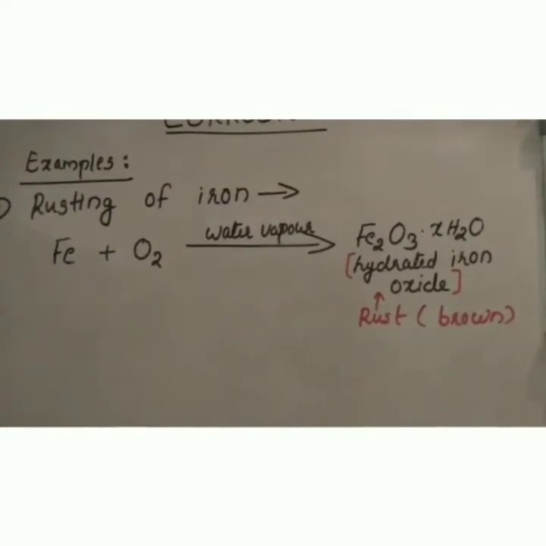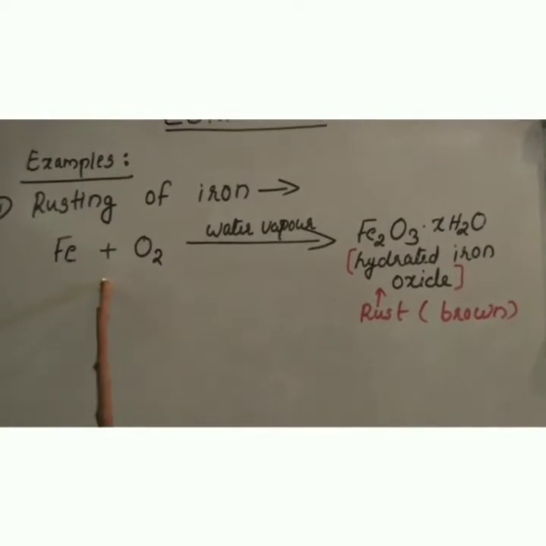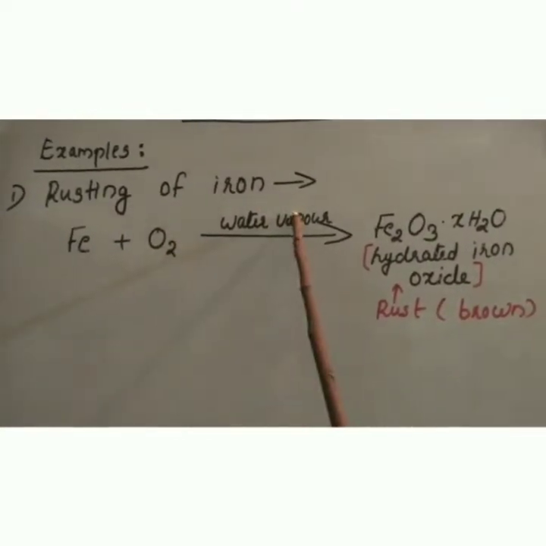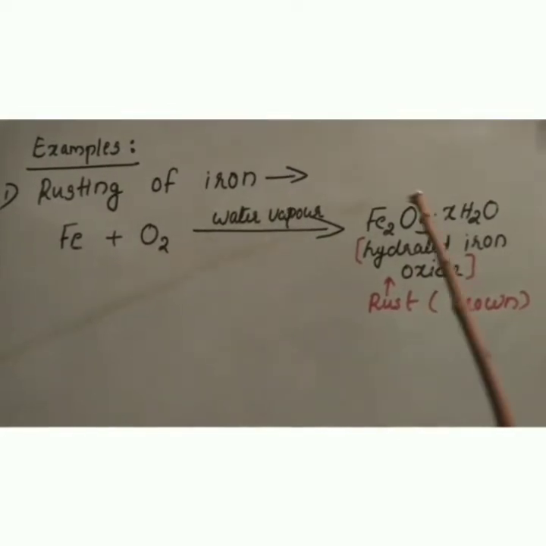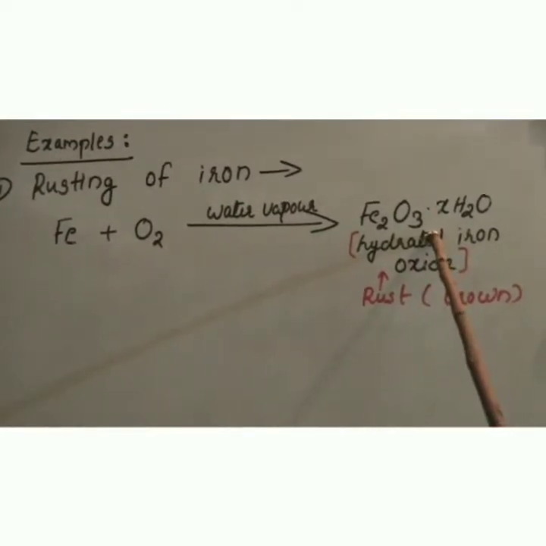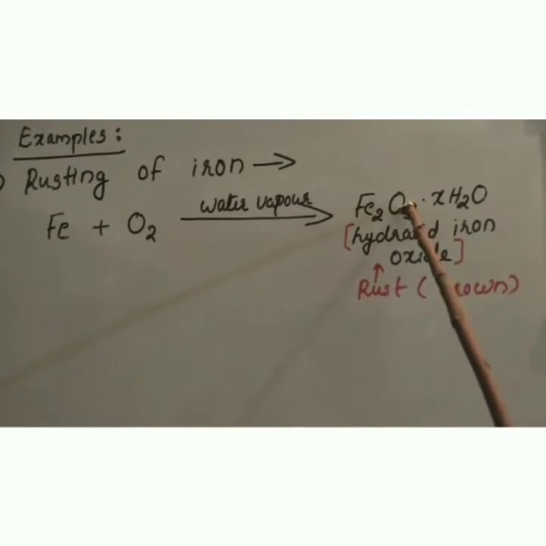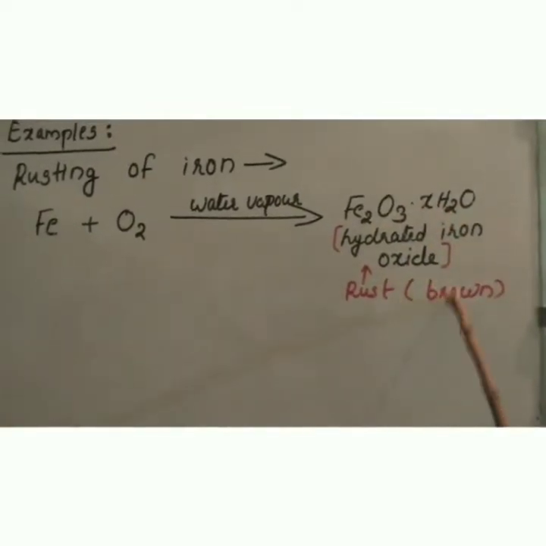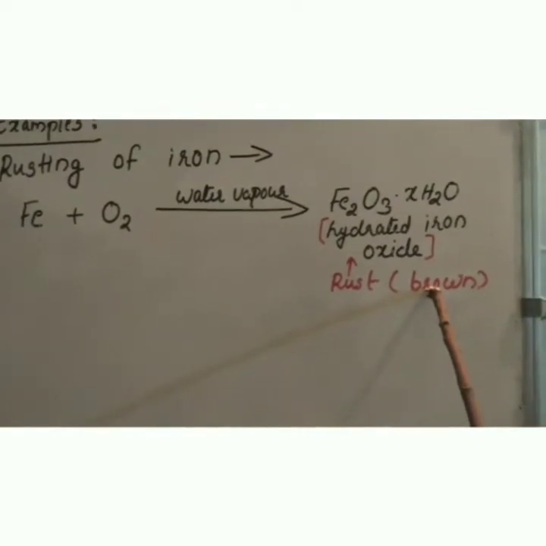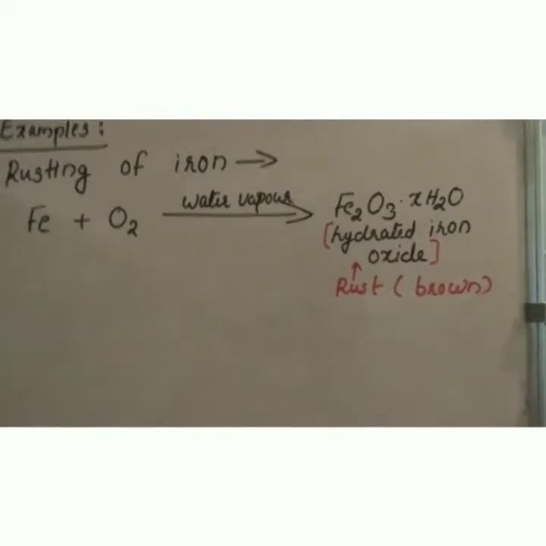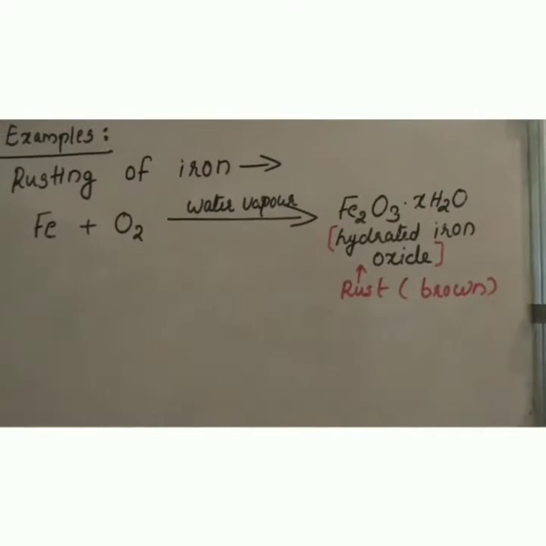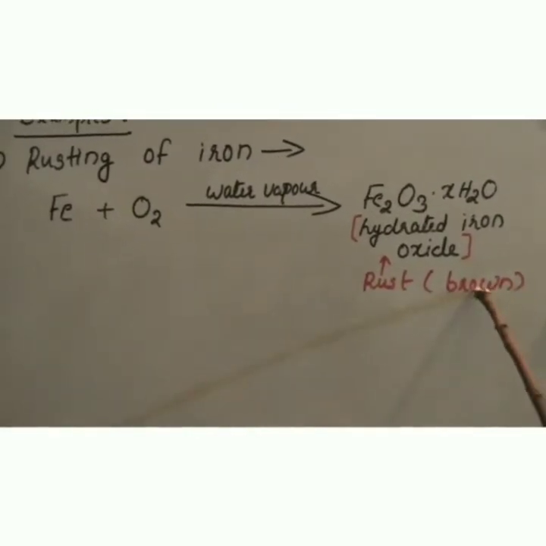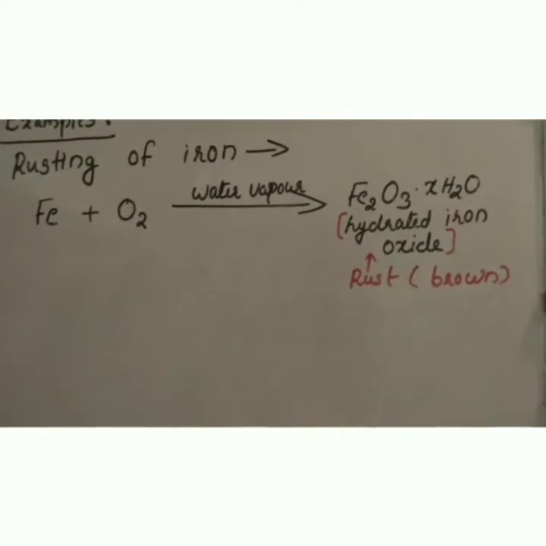What is meant by rusting of iron? Iron reacts with the atmospheric oxygen in the presence of water vapor to form hydrated iron oxide. Formula: Fe2O3.xH2O. This is the brown coating formed on the surface of iron when it comes in contact with the atmospheric oxygen and water vapor. This brown coating is known as rust.